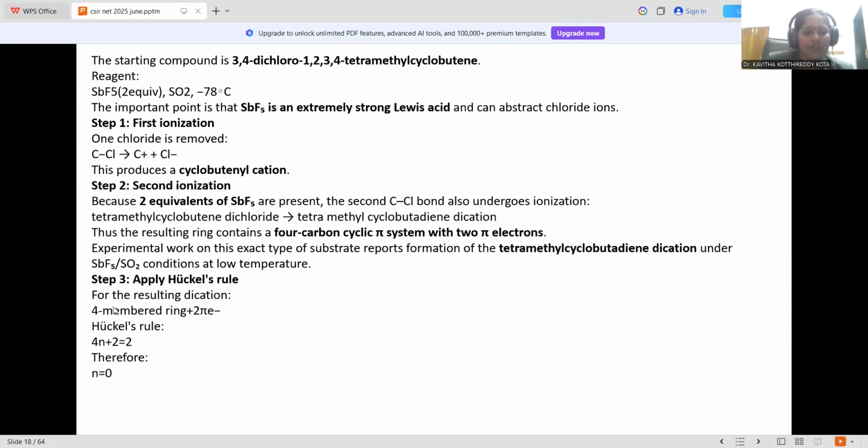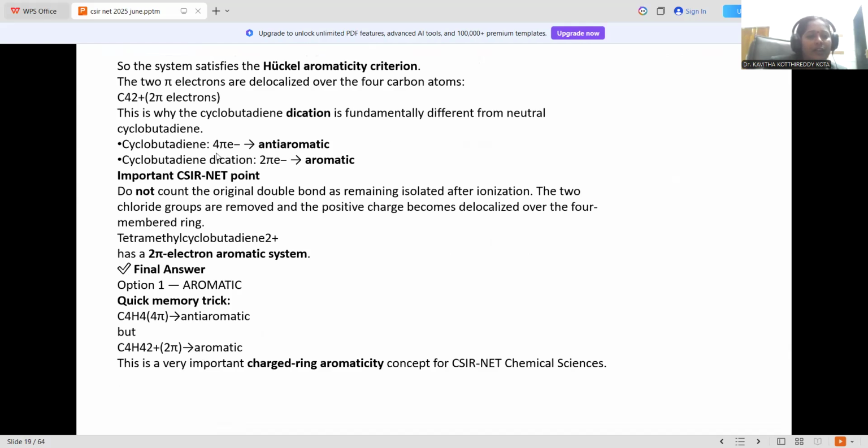Okay, so here the resulting dication is a 4-member ring system with 2 pi electrons. Hückel rule is applied over there. 4n plus 2 is equal to 2 electrons are located. 4n plus 2 is equal to 2, therefore n is equal to 0. n is equal to 0, it is indicated as an aromatic compound, right? So it's very simple. Cyclobutadiene dication is a 2 pi electron system and is designated as an aromatic one, while cyclobutadiene without any charges is a 4 pi electron system, an anti-aromatic compound.